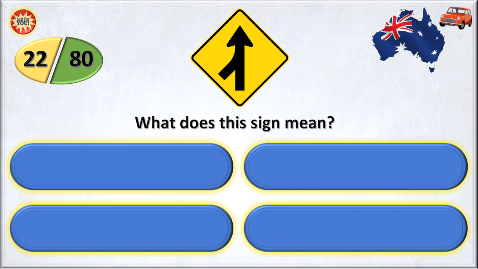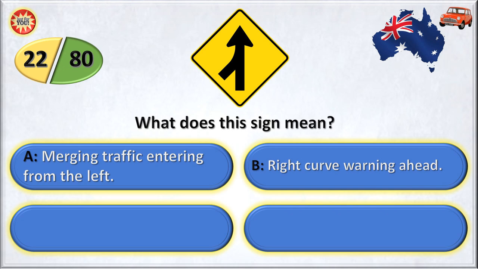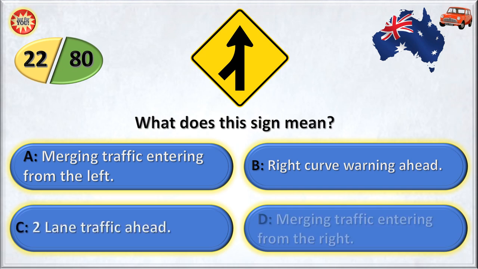What does this sign mean? Merging traffic entering from the left. Right curve warning ahead. Two-lane traffic ahead. Merging traffic entering from the right.